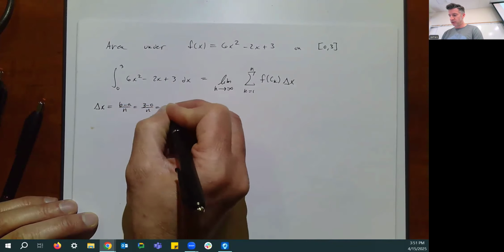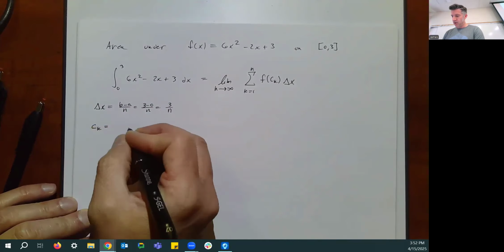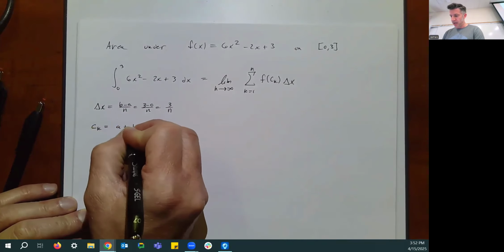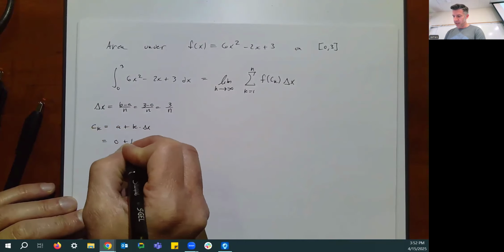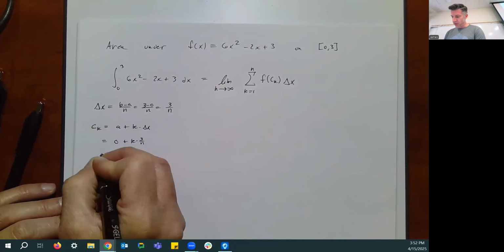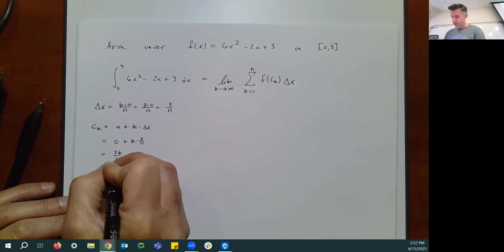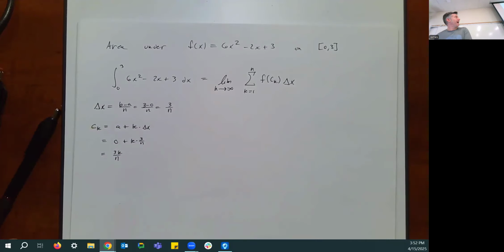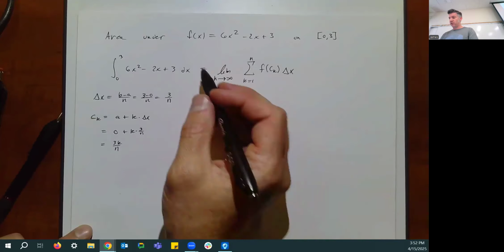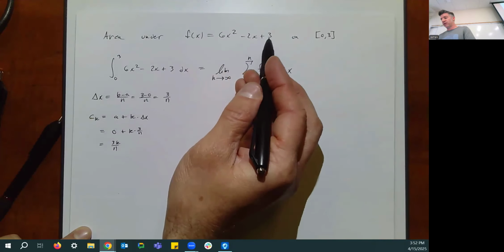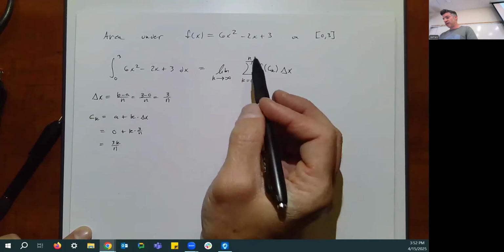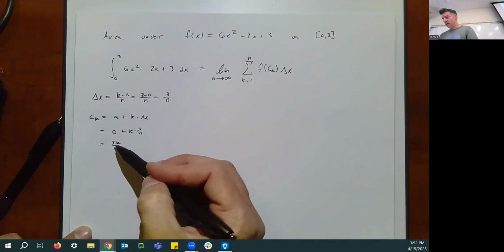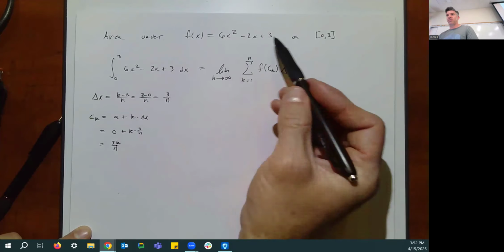Your c sub k, if we're using right endpoints, is a plus k times delta x, which in this case is 0 plus k times 3 over n, or just 3k over n. I don't think you need to write down the function since they already told it to you, but our function is 6x squared minus 2x plus 3. So when we find f of c sub k, it's going to be 6 times that squared minus 2 times that plus 3.